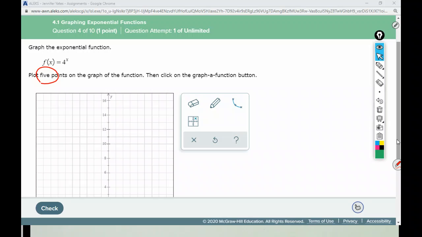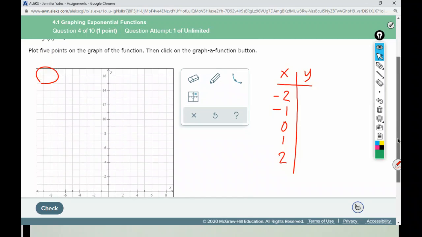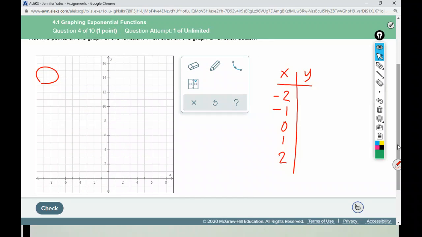You can't graph it unless you use all 5 points. You're going to want to create your own table. -2, -1, 0, 1, and 2 are the x values that you're going to want to use here. Anything bigger than that, and it will end up going clear off of the graph, and you don't want to do that.